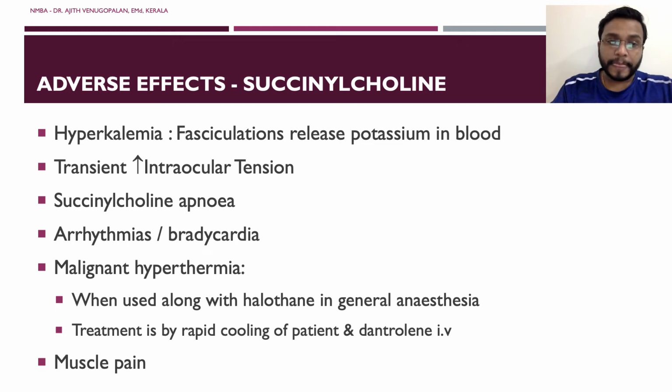Rarely it can produce succinylcholine apnea in cases where there is a deficiency of pseudocholinesterase. As a result, the apneic period can increase. Arrhythmia or bradycardia can occur. Malignant hyperthermia is another concern because of certain drug interactions, especially with general anesthetic agents like halothane. As a result, the patient can have increased temperature, muscle rigidity and all those malignant hyperthermia features, and we need to treat that patient rapidly with rapid cooling and Dantrolene sodium. I'll come to Dantrolene later on. The patient can at times have muscle pain.